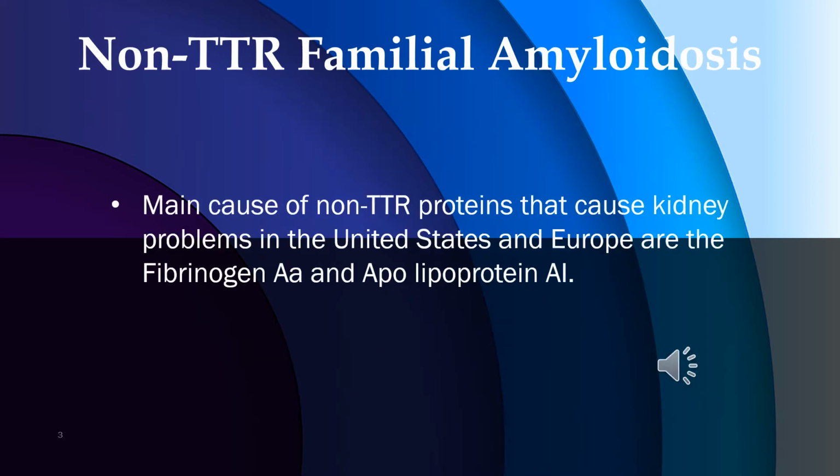The main reason that I want to focus on the fibrinogen and the apolipoprotein A1 is that these two are the most problematic for people in the United States and Europe. These are the ones that are passed down through the families that cause the most problems, especially with kidney problems, and people end up with kidney failure. So I want to make sure that we focus on those particular two because they're the ones that they found the most strains on.